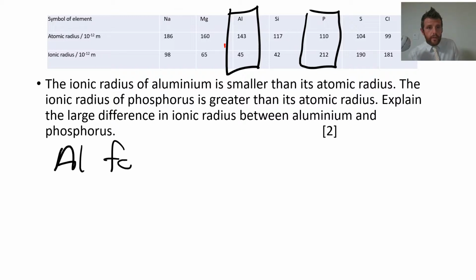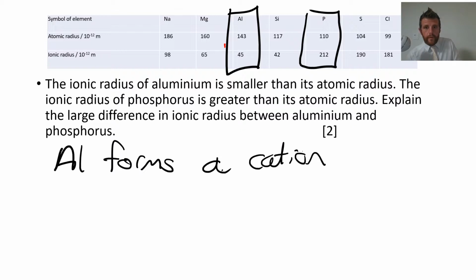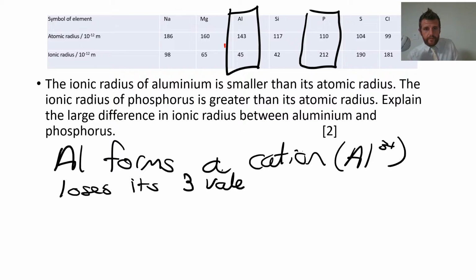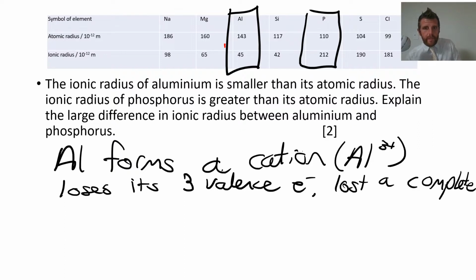Aluminum forms a cation, which is aluminum 3+. And when it does that, it actually loses its 3 valence electrons, which means it lost a complete energy level.